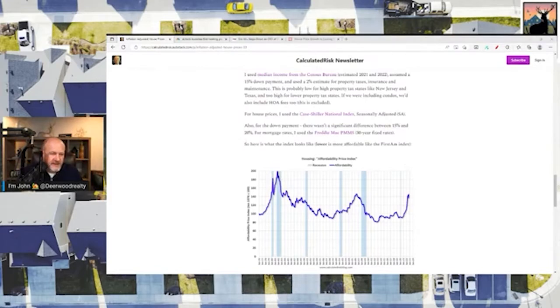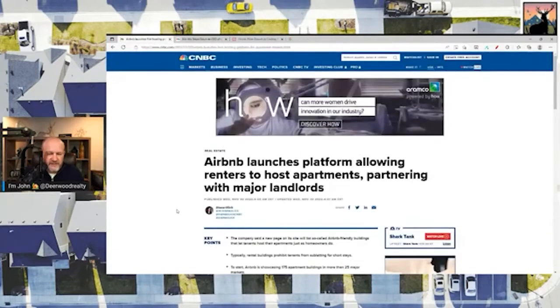I think affordability matters, right? I mean, how is the market going to weather something that's not affordable? Doesn't make any sense. Airbnb launches a platform allowing renters to host apartments, partnering with major landlords.